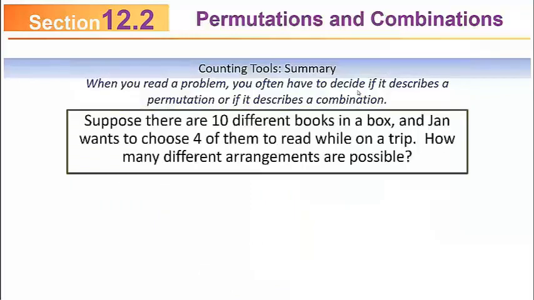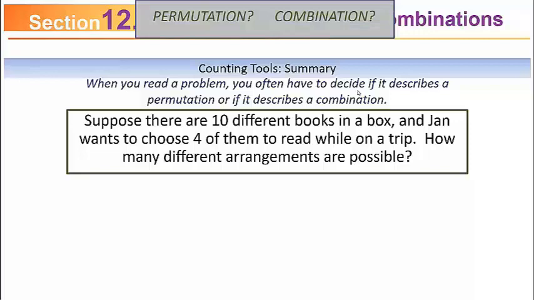Let's do another example. Suppose we've got those 10 different books again, but this time Jan wants to choose 4 of them to read while going on some trip. Maybe she's taking them into the car with her. How many different arrangements are possible? Now, how is that different from putting books on a bookshelf? Well, if you're putting books on a bookshelf, you're arranging the books in different order. Here, Jan doesn't care which book is chosen first. She is simply going to grab 4 books and bring them with her on the trip. Order doesn't matter at all.